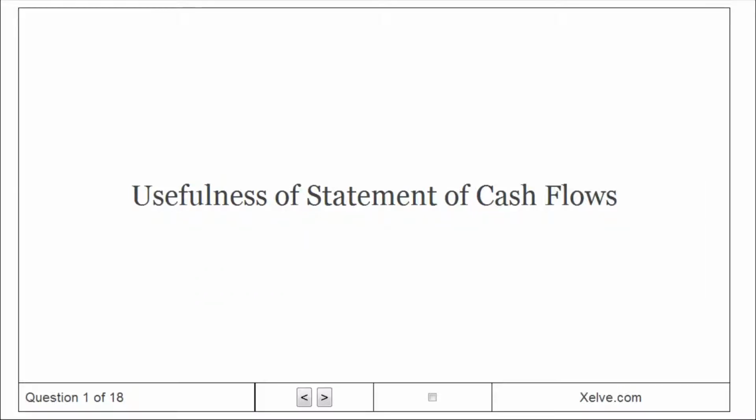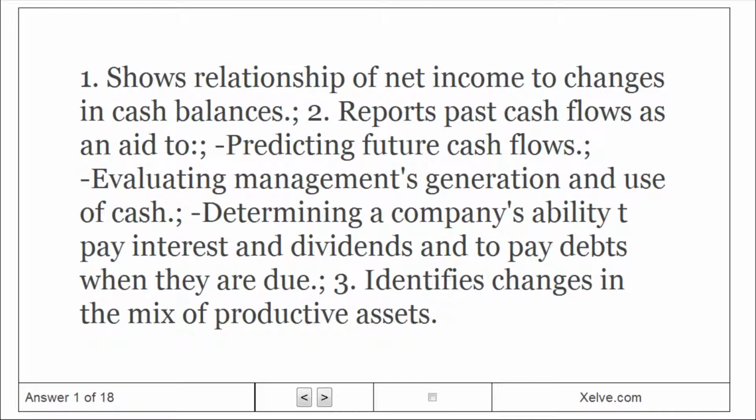Usefulness of statement of cash flows. 1. Shows relationship of net income to changes in cash balances. 2. Reports past cash flows as an aid to predicting future cash flows, evaluating management's generation and use of cash, determining a company's ability to pay interest and dividends and to pay debts when they are due. 3. Identifies changes in the mix of productive assets.